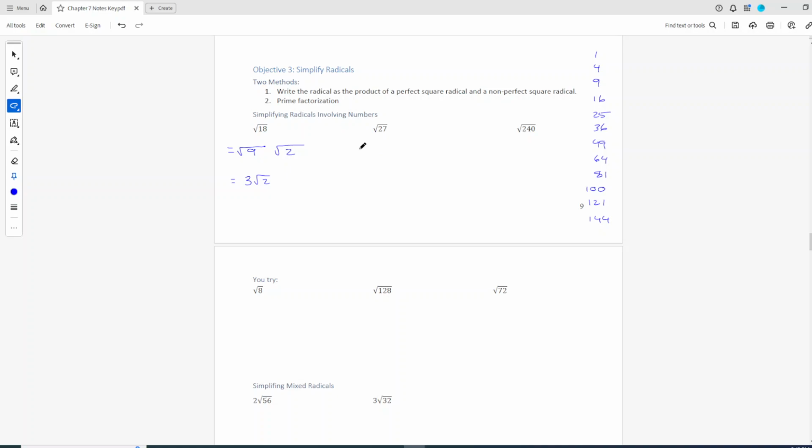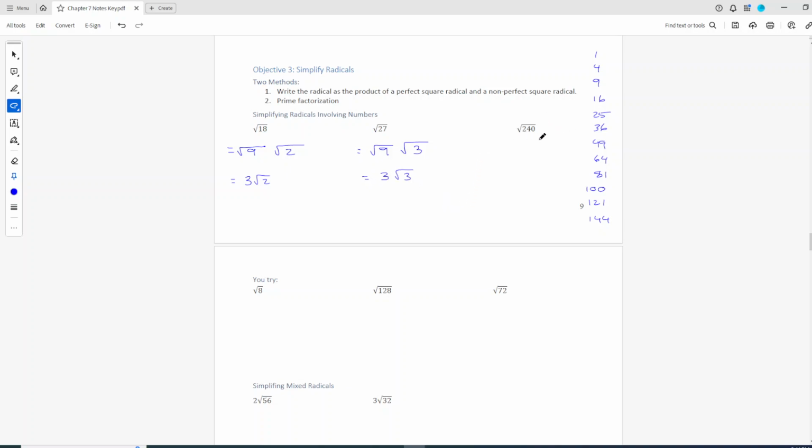So if I look at the next one, I'm looking at 27. So I'm looking for the highest perfect square in this list that goes into 27. So I would start with half of 27, which is like 13.5. So I would divide by 9. Well, it went in again. Look at that. So 27 divided by 9 is 3. So the square root of 9 is 3, giving 3 root 3.